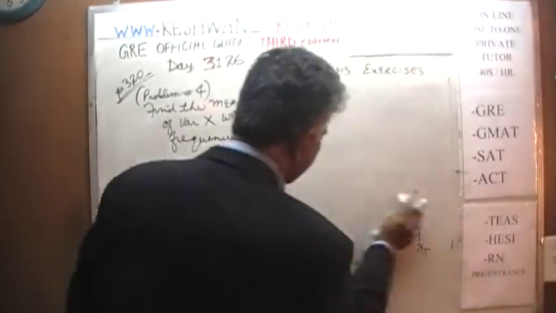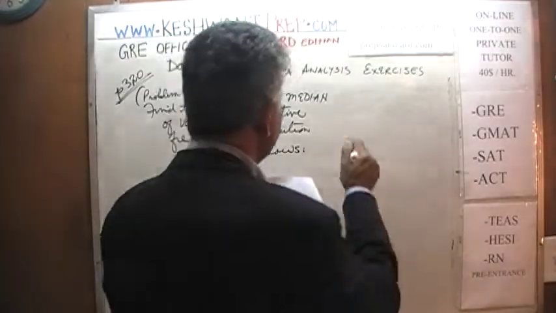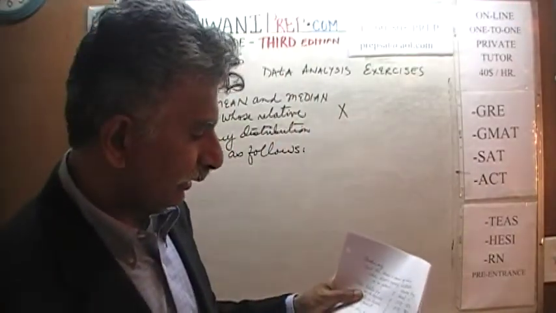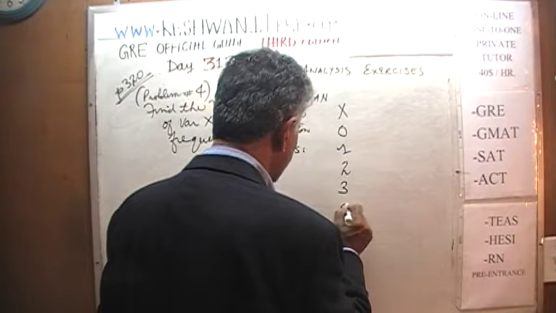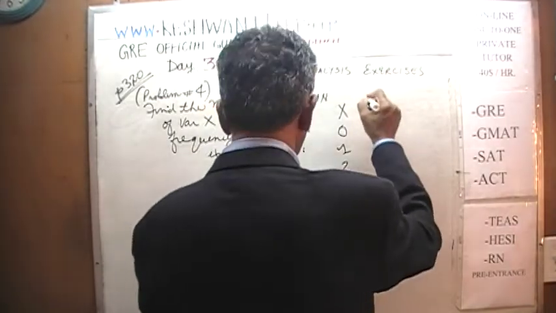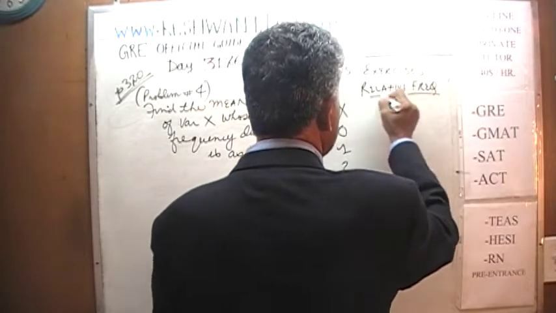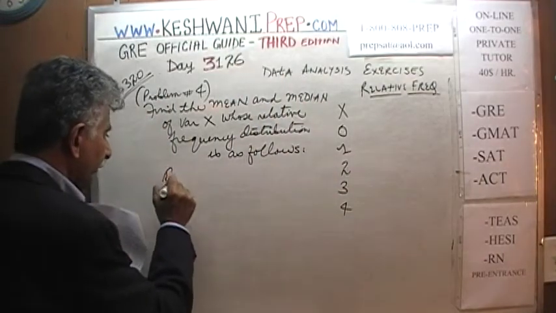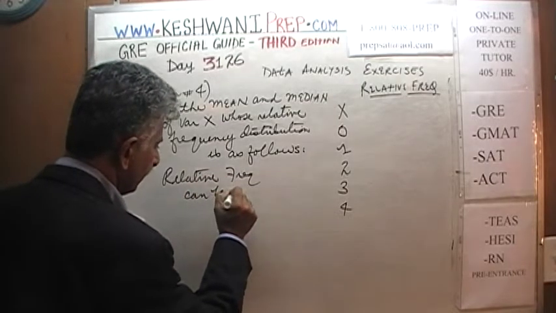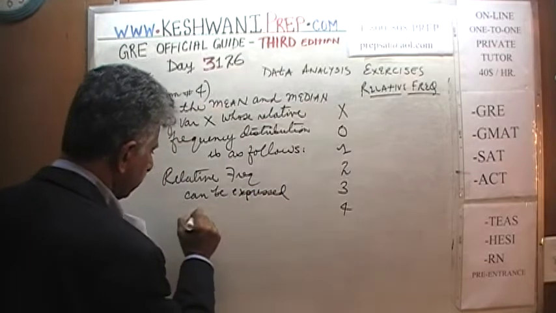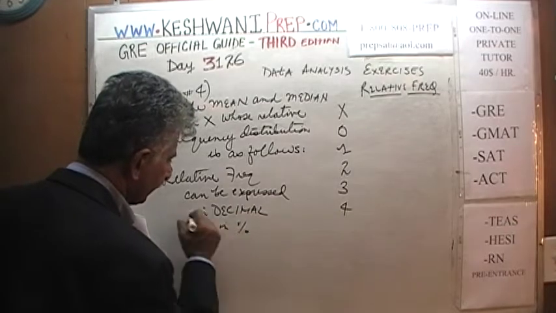Let's put the relative frequency distribution on the side here so that we can do the work here. So here is the variable x, and we are told that it takes 5 possible values. X can be 0, or 1, or 2, or 3, or 4. And here's the relative frequency. Keep in mind that relative frequency can be expressed in decimal or in percentage, it's up to us.